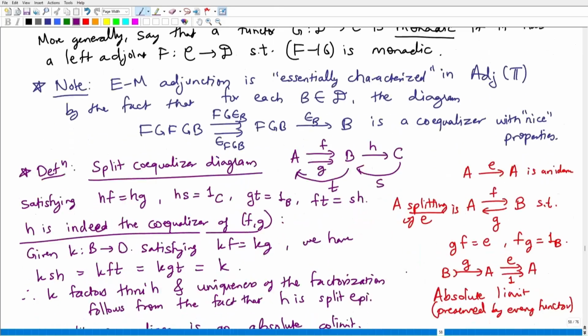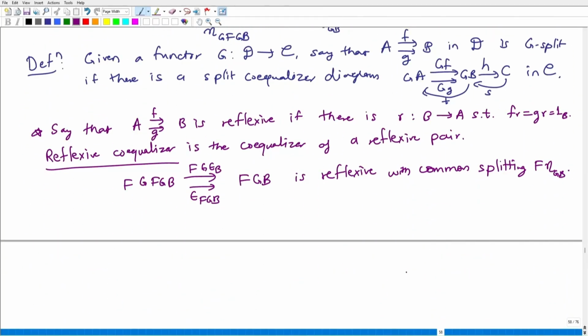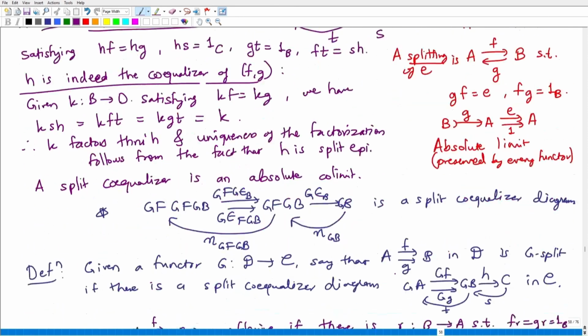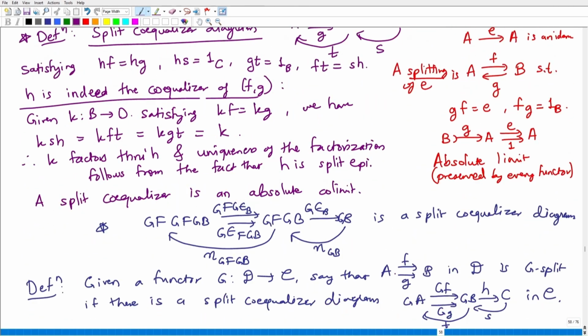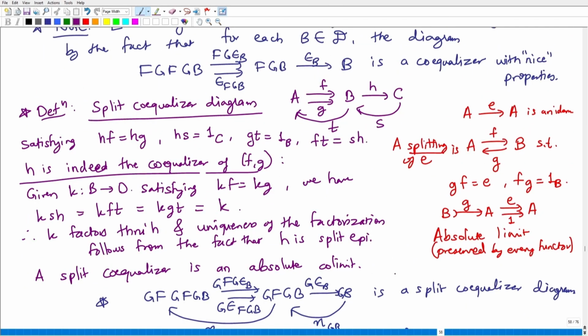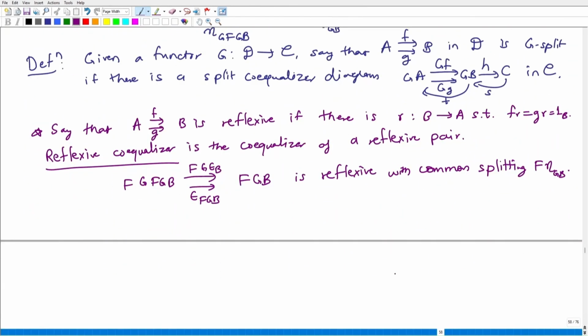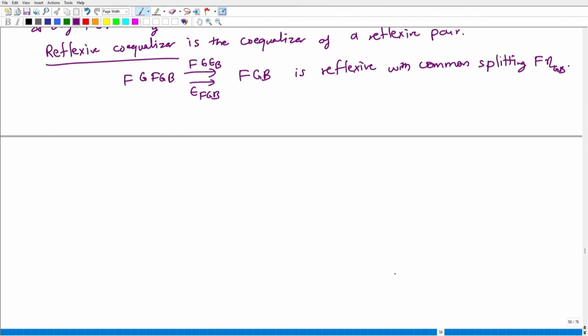Let's go to this. Okay, so reflexive coequalizers are like this. So you saw that the diagram that we started with is both a G-split coequalizer and reflexive. This pair of morphisms FG epsilon sub B and epsilon sub FGB, that's both. And these two different properties are going to give us two different versions of tests for monadicity.